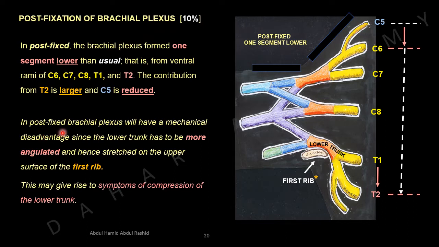In postfix, the brachial plexus will have a mechanical disadvantage since the lower trunk has to be more angulated and hence stretched on the upper surface of the first rib. This is the first rib. Because the whole plexus is going down, this lower trunk has to go around the first rib, so it will be stretched there. This may give rise to symptoms of compression of the lower trunk.